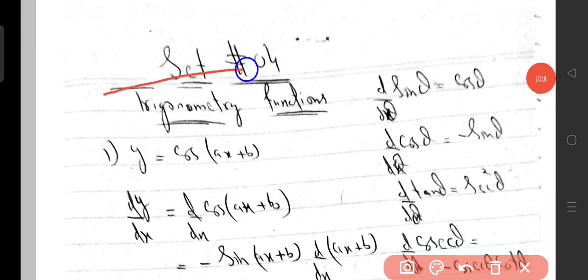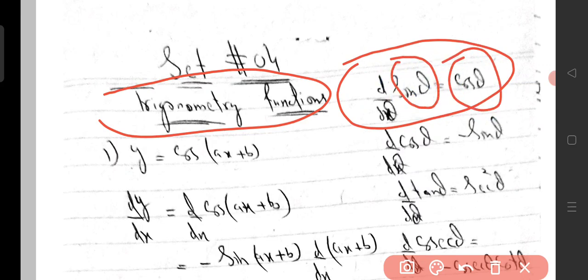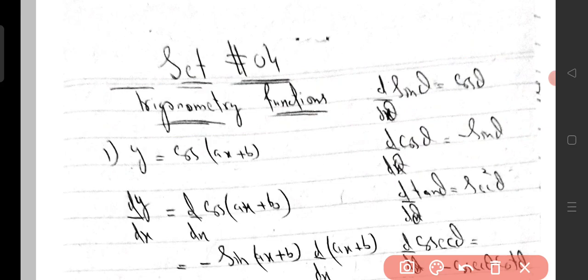Our today's topic is trigonometric functions derivatives. So first of all, we want to know some basic trigonometric derivatives. The derivative of sine theta is equal to cos theta. The derivative of cos theta is equal to minus sine theta. The derivative of tan theta is equal to sec square theta.